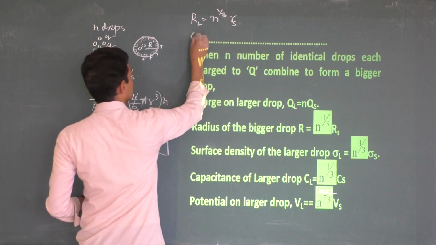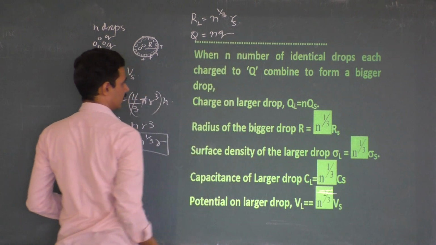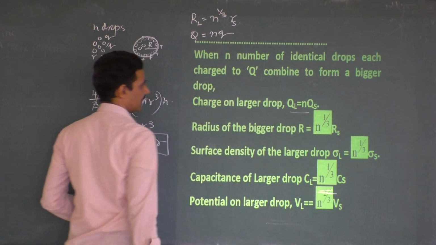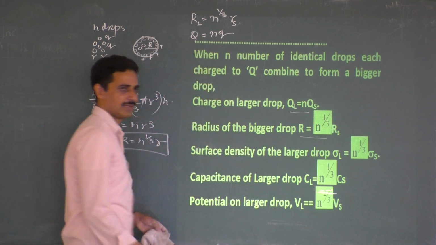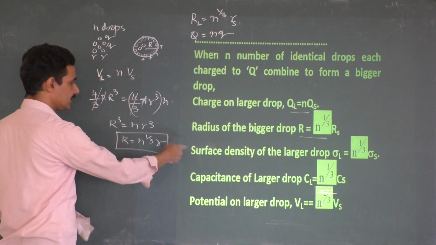So the charge of the larger drop is n times the charge of the smaller drop. There is no doubt, right? The charge of the larger drop is n times the charge of the smaller drop. The radius of the larger drop is the cube root of n times the radius of the smaller drop. Now we will see surface charge density.